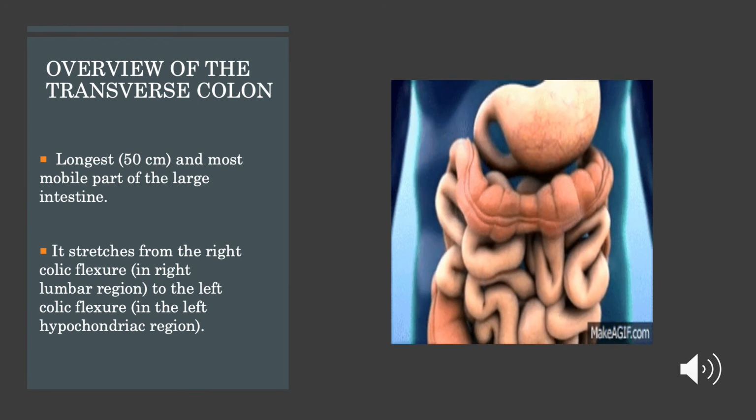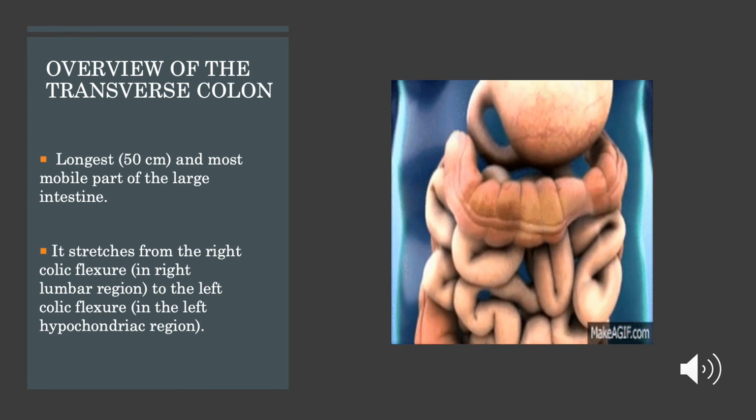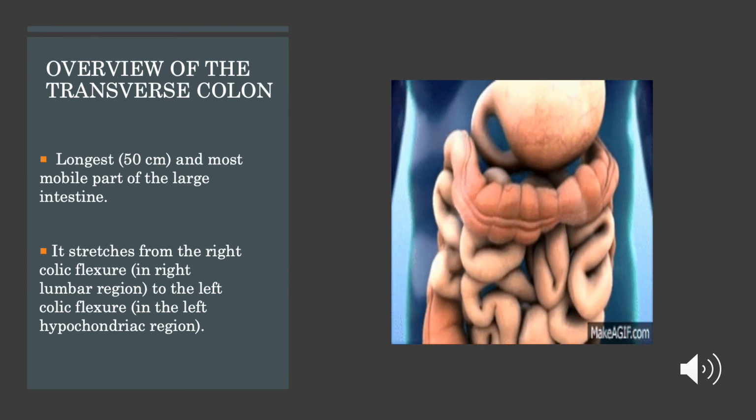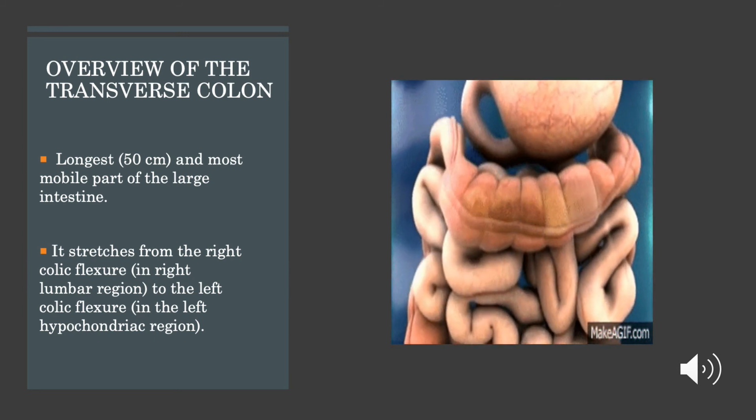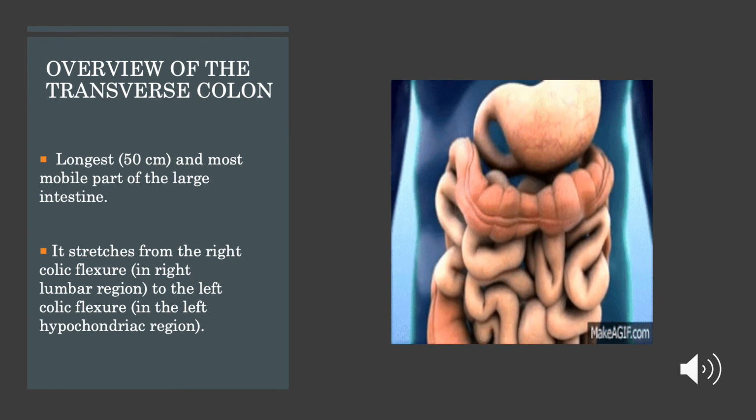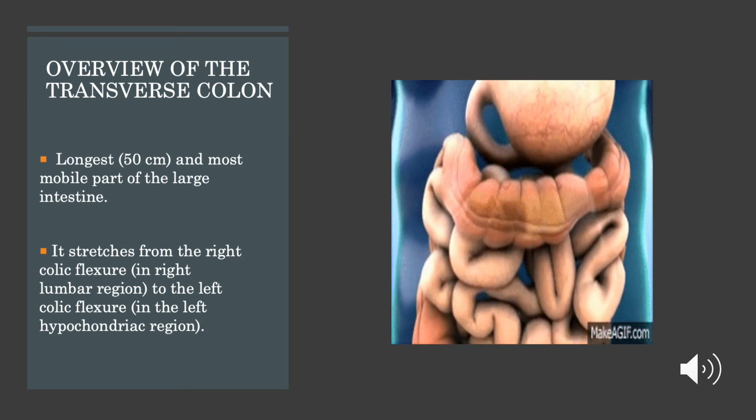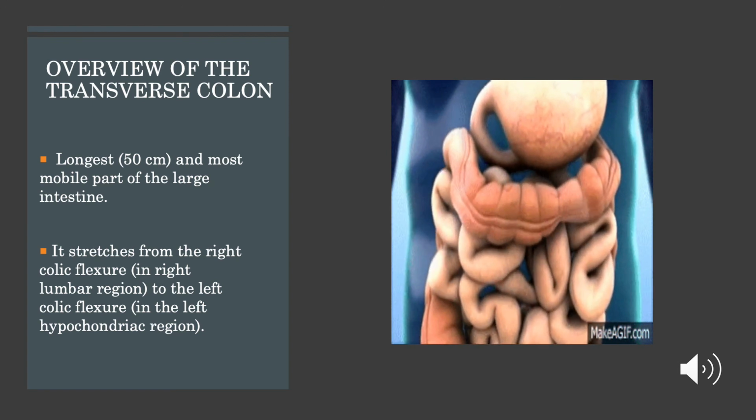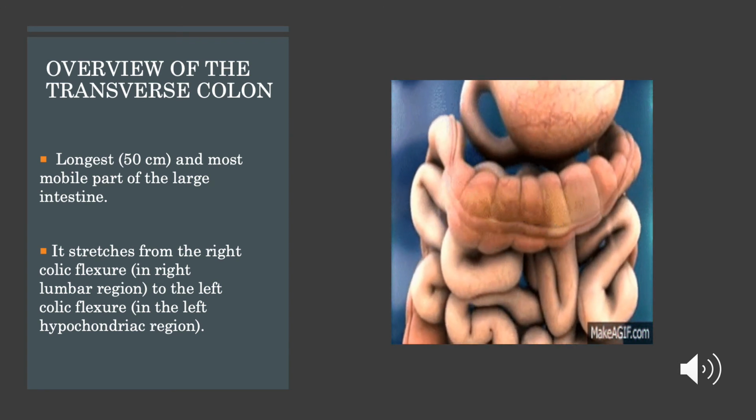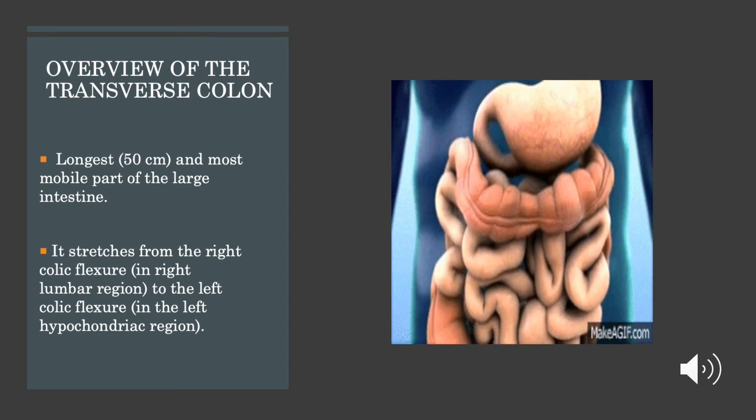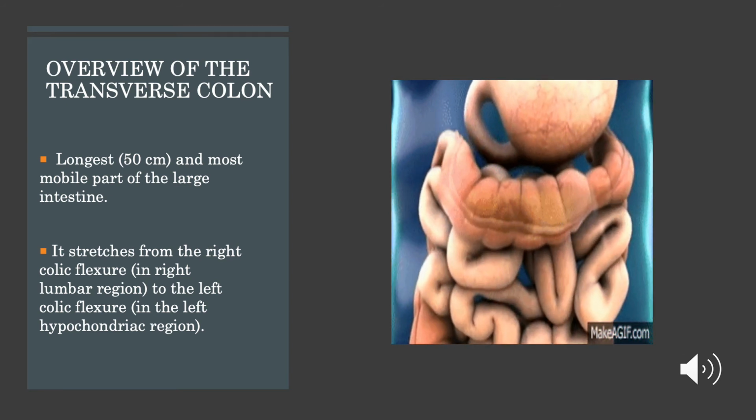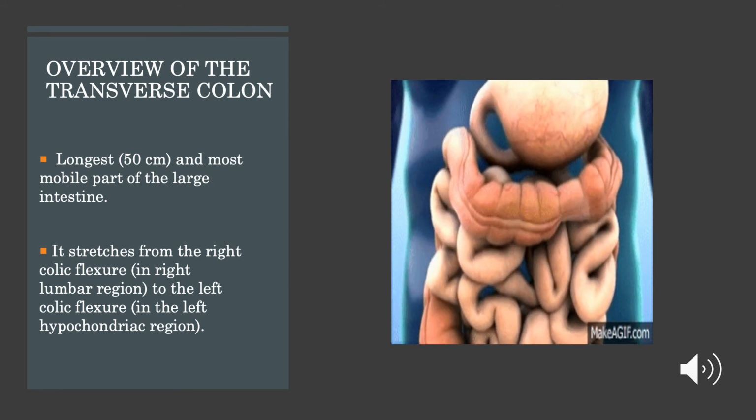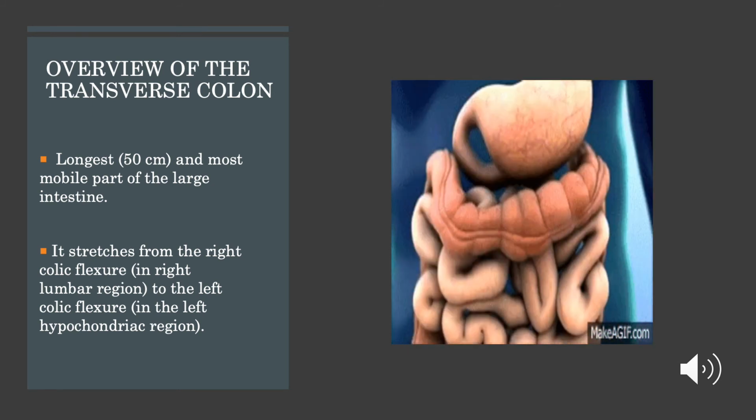The next structure that we will be looking at is the transverse colon, which is the largest structure in the colon at roughly 50 centimeters. It stretches from the right colic flexure to the left colic flexure. The physiological function is similar to that of the ascending colon, which is absorbing water and other key nutrients such as electrolytes and solidifying substances into stool. 95% of the water that is absorbed in this region is by osmosis.